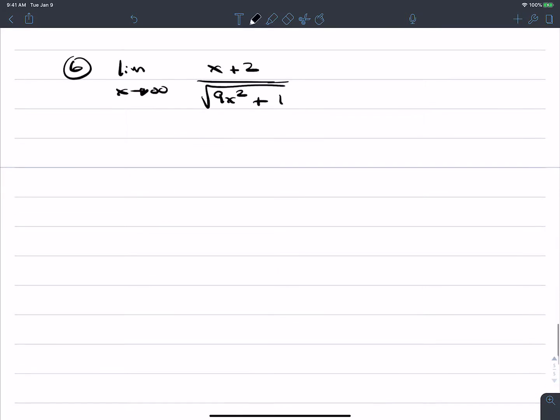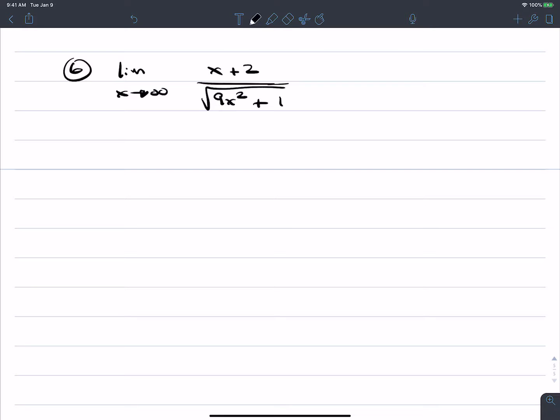All right, number 6. Number 6 is going to be interesting here. This is the limit as x goes to infinity of x plus 2 over the square root of 9x squared plus 1. So yeah, this is going to be a very interesting kind of thing here.